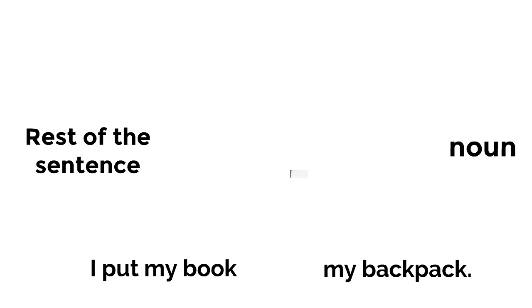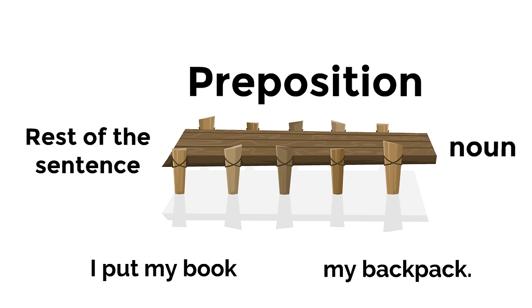So we put in a preposition. Yeah, a preposition, a bridge word, a connecting word that will connect the noun at the end to the rest of the sentence. So we're going to use the preposition in. So it would read like this. I put my book in my backpack. Now the noun backpack is connected to the rest of the sentence. Yay! Yay, bridge! Yay, prepositions!